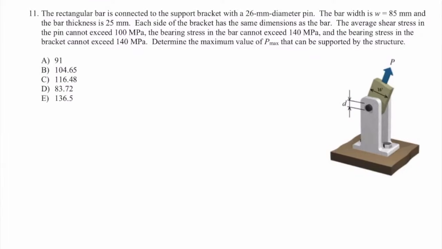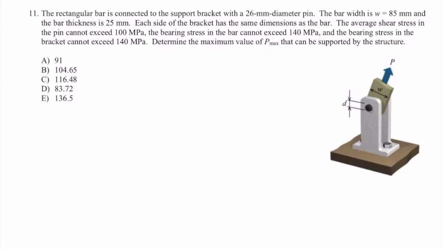All right. Okay, another design problem. This design problem has several steps, so let's review it together. The rectangular bar is connected to the support bracket with a 26 millimeter diameter pin. The bar width is 85 millimeter and the bar thickness is 25 millimeter. Each side of the bracket has the same dimension as the bar.